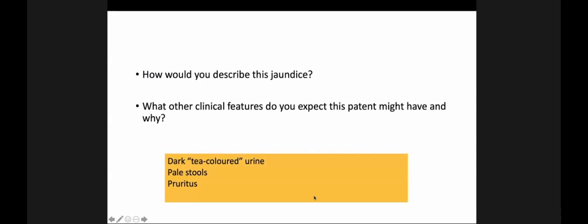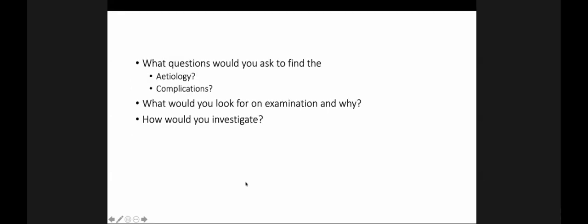So this is the typical syndrome: dark tea-colored urine, pale stools, and pruritus. Now, deep jaundice is very likely to be due to conjugated hyperbilirubinemia. This can occur in obstructive jaundice or cholestasis or in hepatocellular jaundice, more a feature of obstructive jaundice, right? Now, we have an idea about what the biochemical abnormality is. It is conjugated hyperbilirubinemia. What questions can you ask to find the etiology and the complications?